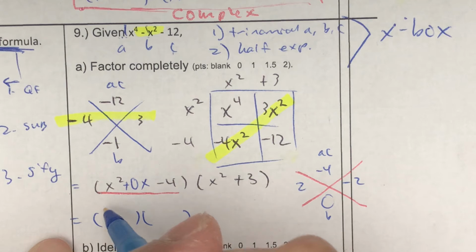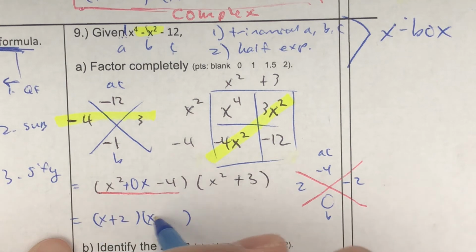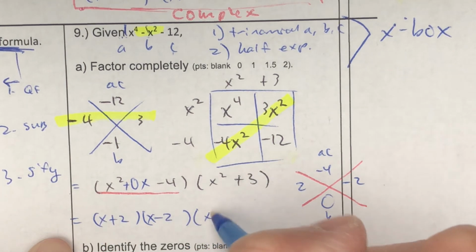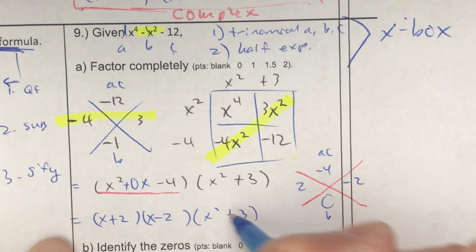So to factor the red, it would be x plus 2, x minus 2. And then this one would just be x squared plus 3.